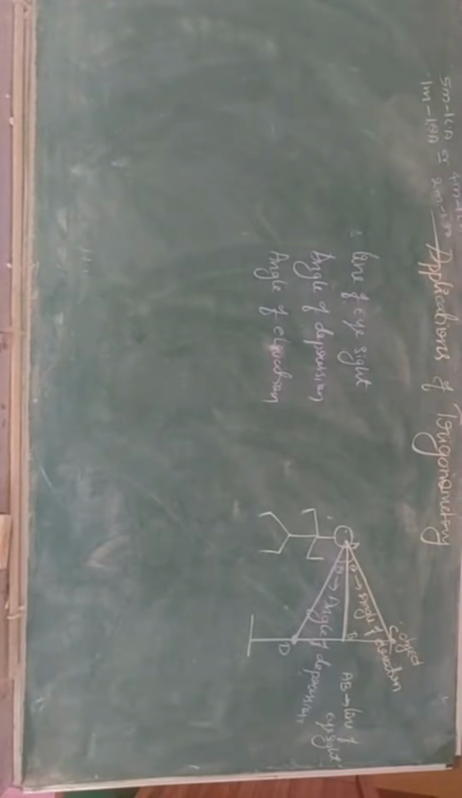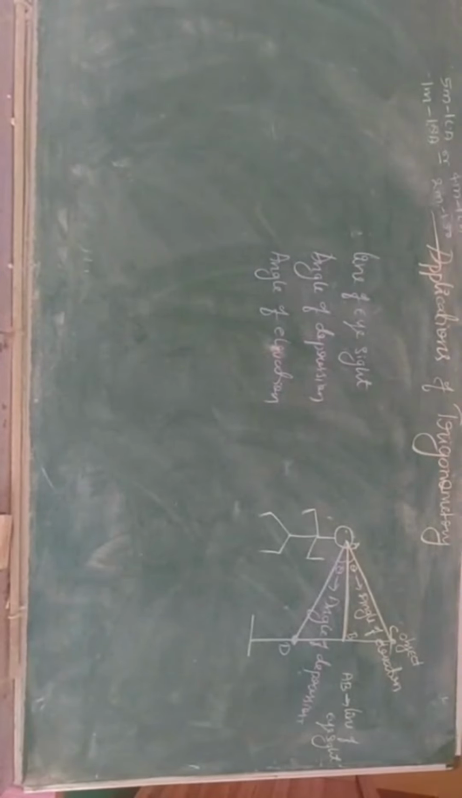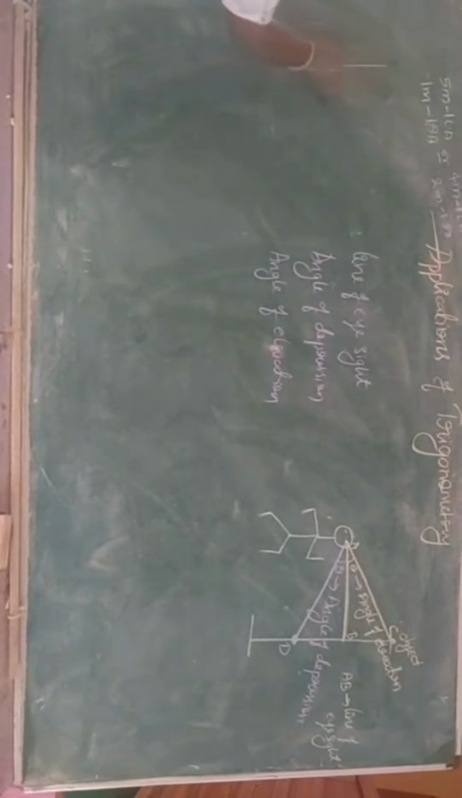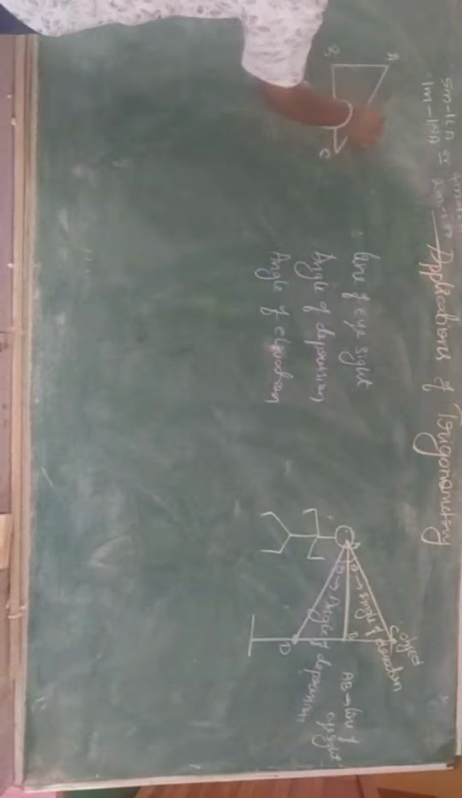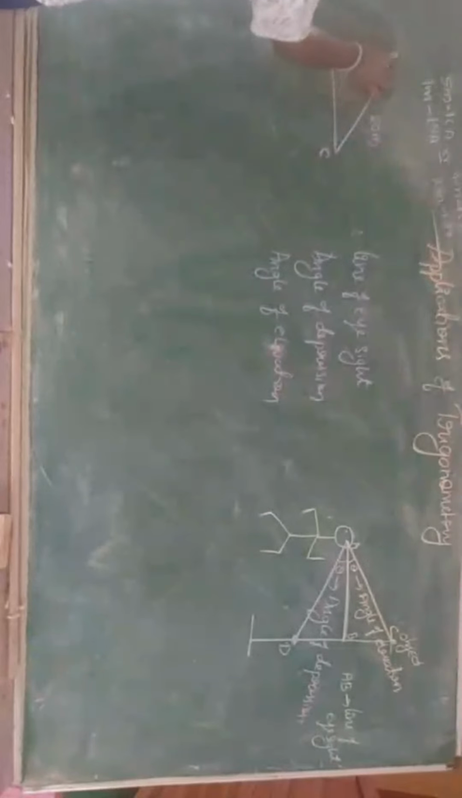First question. A circus artist is climbing a 20-meter long rope, which is tightly stretched and tied from the top of a vertical pole to the ground. Find the height of the pole if the angle made by the rope with the ground level is 30 degrees. See figure 9.11. It's given in the diagram: A, B, and here it is C. So AC is 20 meters. So this is the rope.